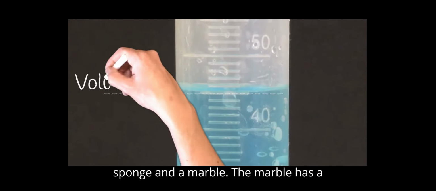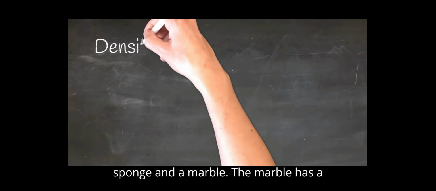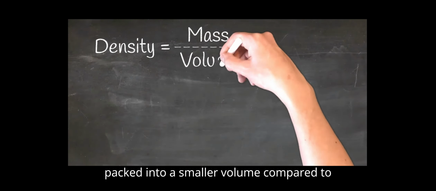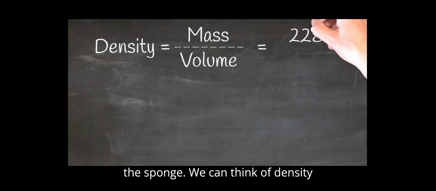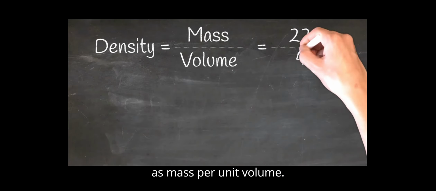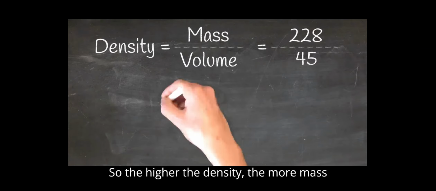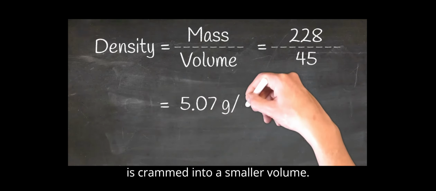Imagine a sponge and a marble. The marble has a higher density because it has more mass packed into a smaller volume compared to the sponge. We can think of density as mass per unit volume. So, the higher the density, the more mass is crammed into a smaller volume.